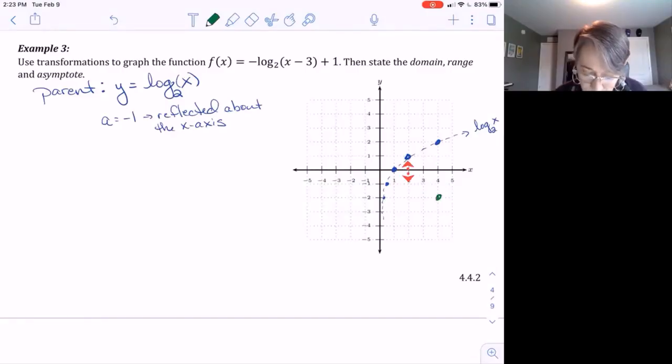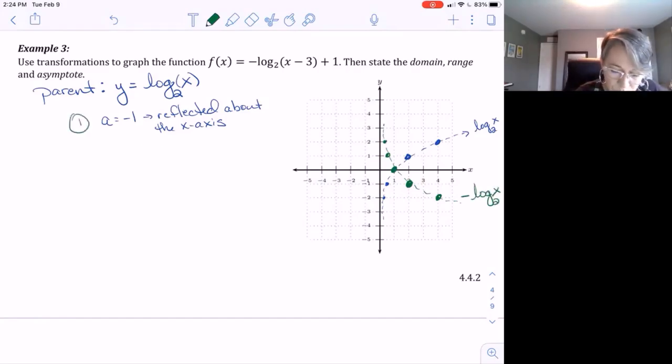The point 2, 1 will go down to 2, negative 1. 1, 0 will stay at 1, 0. 1/2, negative 1 will move up to a positive 1, and the point at negative 2 will move up to a positive 2. So that is just the reflection. In other words, the negative log base 2 of x. We'll even write that underneath here. Here was step 1, negative log base 2 of x.